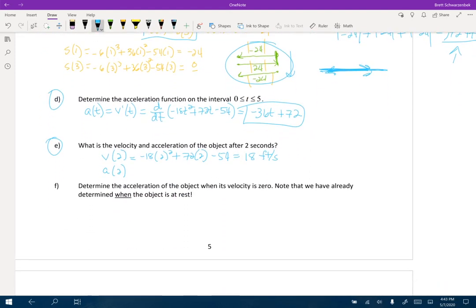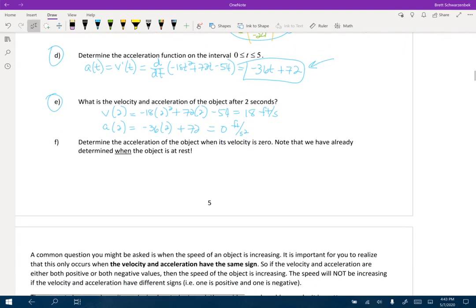The acceleration now, we have a new formula. It's negative 36 times 2 plus 72, which is 0. Now note, what is the label for acceleration? It's actually feet per second squared, but the square is in the denominator. That's something students mess up. They put the square in the numerator. Acceleration is feet per second squared, or square seconds. So we have 18 feet per second velocity and 0 acceleration at that point. That is our velocity and acceleration after 2 seconds.